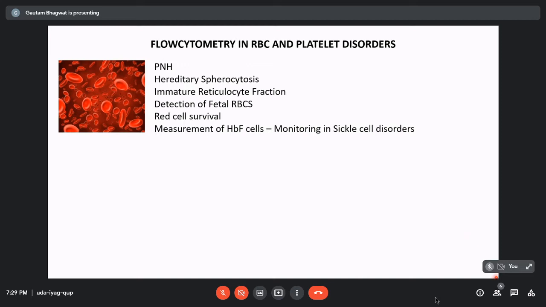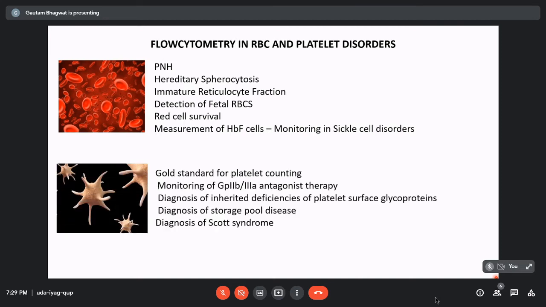The other three I would not be taking in this talk because they are very rarely used applications. Also, flow cytometry has a role in platelet disorders, and the most important is that it is the gold standard for platelet counting. So we do platelet counting by various methods using the impedance, the optical, the manual microscopy, the phase contrast, which was one of the gold standards before ICSH suggested that the platelet counting gold standard should be based on flow cytometry, that is the platelet to RBC ratio.